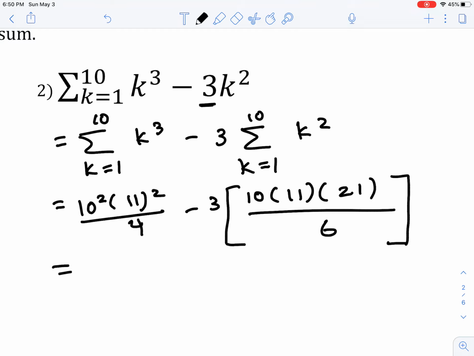From there, I'm just going to save you the work of writing it out. Again, you can always check this on your own, and you should. This comes out to 1,870 as our final answer.